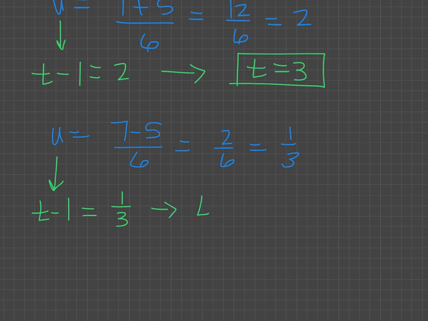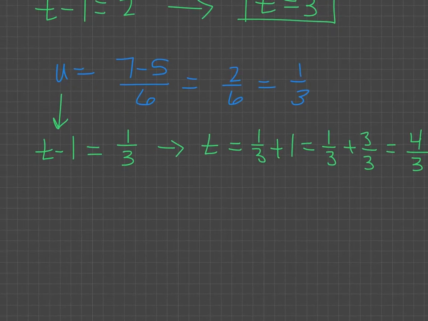Add 1 to both sides, we get t equals 1/3 plus 1. And now we have the trick of rewriting that 1 as 3 over 3, because now we have a common denominator. And so with a common denominator of 3, add across, we get 1 plus 3, it's 4/3. So our other solution is t equal to 4/3. So t equals 4/3 and t is equal to 3.